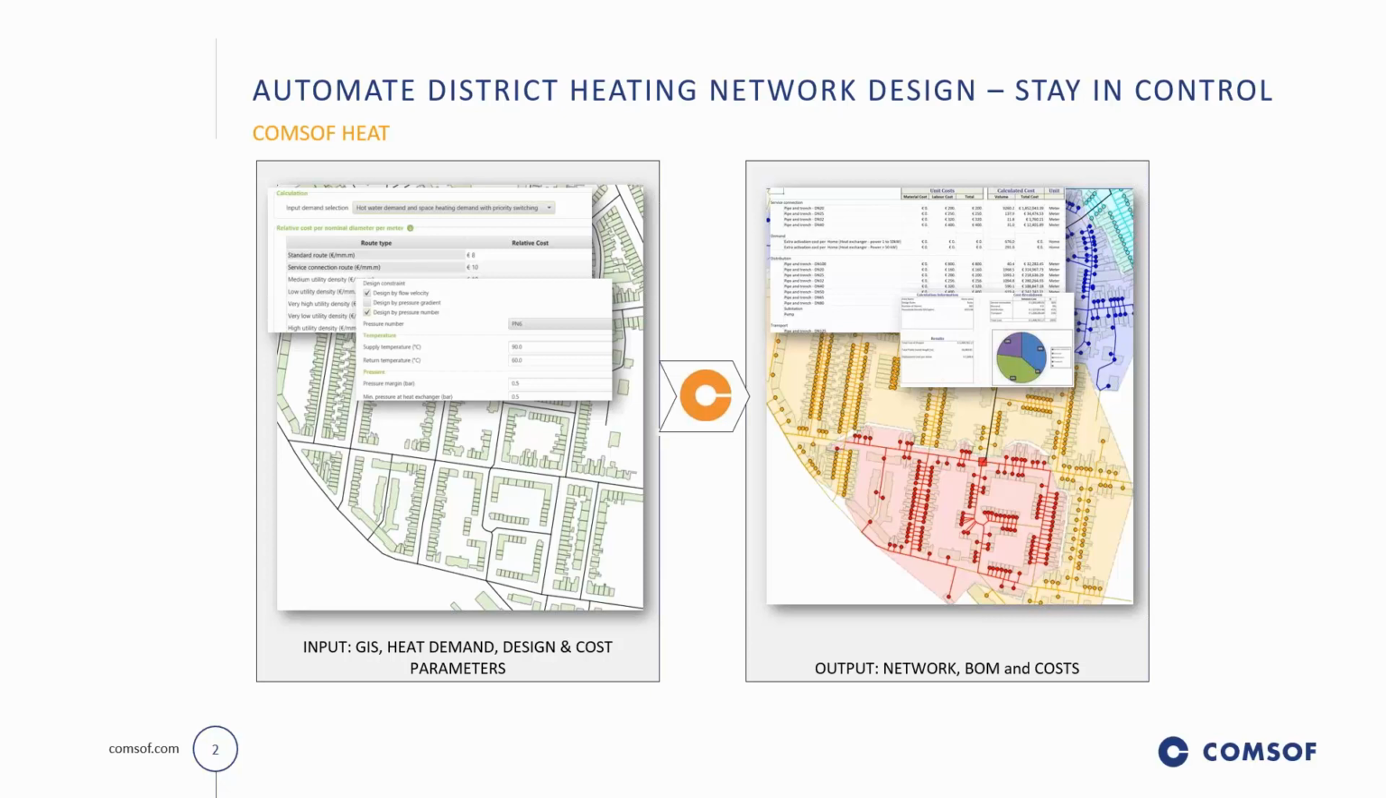So next to the technical design, we also generate a bill of material with the full overview of all the pipes which are required in the system, service connections, distribution pipelines and transport pipelines, with the exact length and cost per meter for your networks to give you an estimated budget for the network deployment. So this is the principle of the tool, and in the next slides I will show an example case.